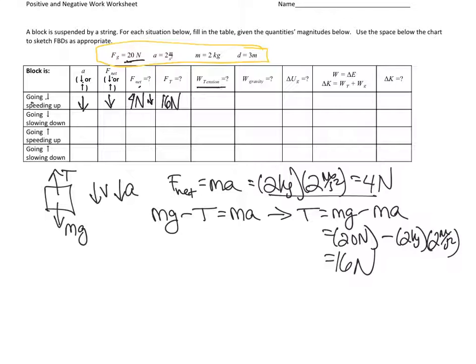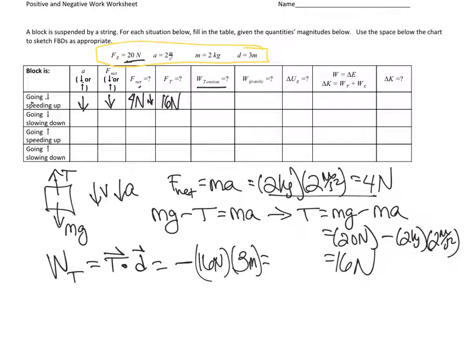This is the work done by tension. So the work done by tension is going to be T dot D. In this case, my T is up and my D, which is in the same direction as my V, is down. So that's going to get a big old negative out front. So it's negative 16 newtons, and then my D is 3 meters. So that's negative 48 joules.